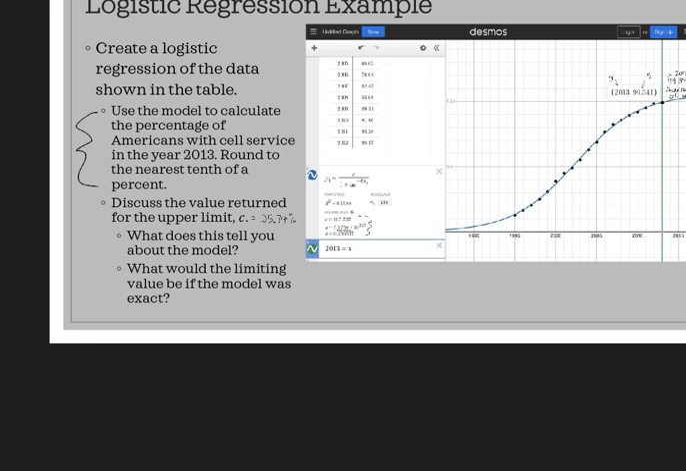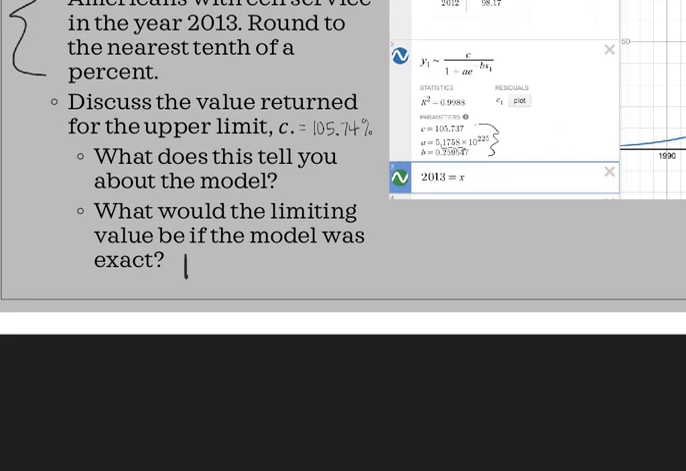That tells us that this model is pretty good, but probably not the most accurate model, right? It's pretty close. If it was a perfect model, in a perfect model, C should be 100, because I can only have 100% coverage or not, right? So in a perfect model, 100% of Americans have cell service and it stops.